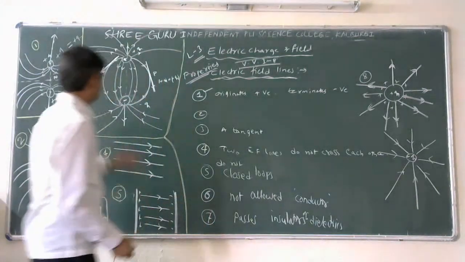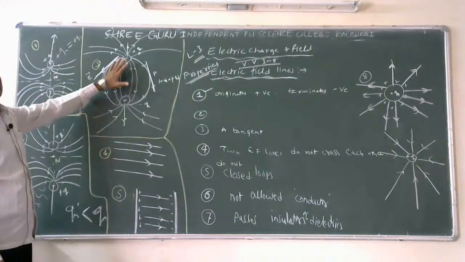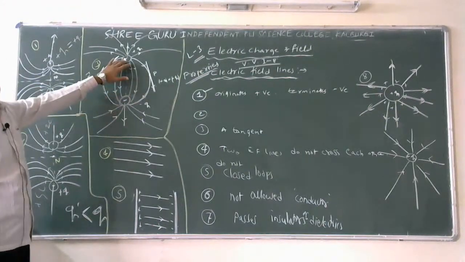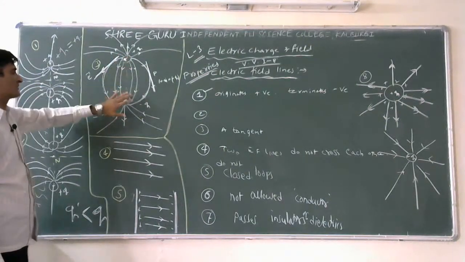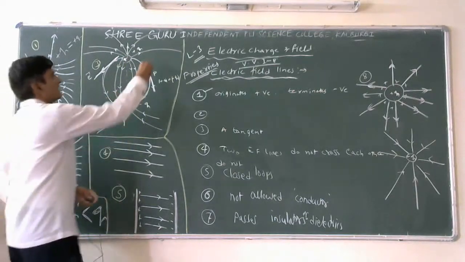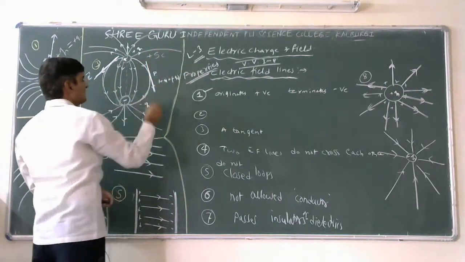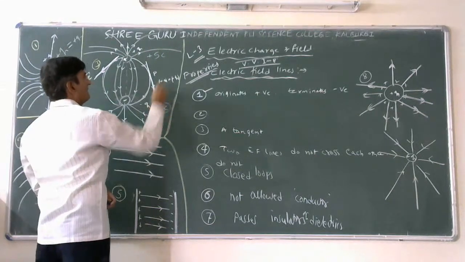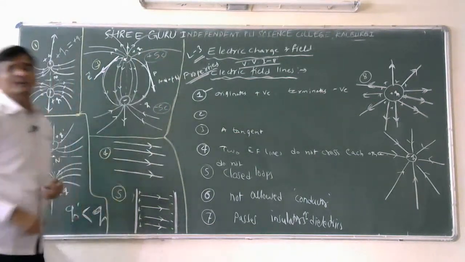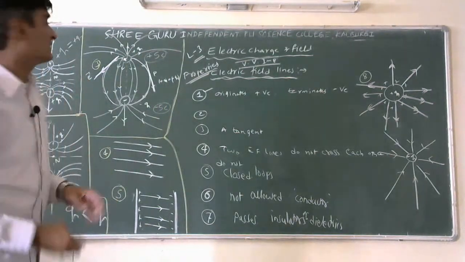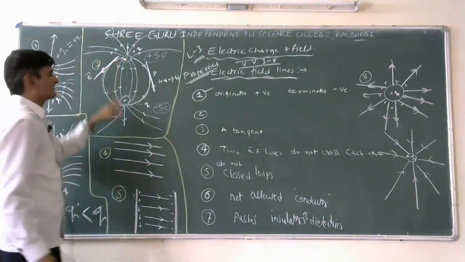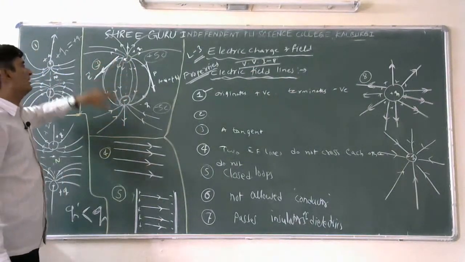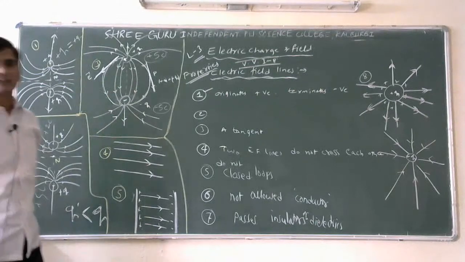Next, this is the electric field due to two equal and opposite charges. This is plus Q charge and this is minus Q charge. For example, this is plus 5 coulomb, then this is minus 5 coulomb. Magnitude is equal, but the nature of both charges is different. This is a positive charge, this is a negative charge. Understood? This is how the electric field lines are represented.